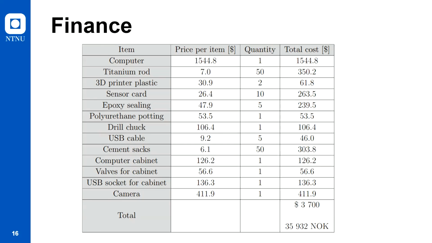As the presented budget shows, the largest expense is associated with a new computer with cabinet. The remaining expenses are of smaller size and include titanium rods, sensor cards and sealing, drill track, cement sacks, and a camera. To sum up, the total expenses in this project ended up at around $3,700.